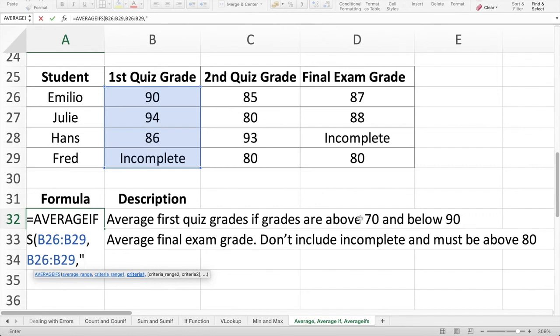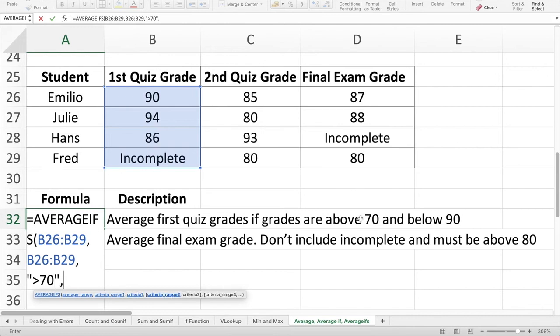Therefore, apostrophe, greater than 70, apostrophe again, then comma, our criteria range 2. Since we are dealing with 2 conditions for the AVERAGEIFS with an S, above 70 and below 90. Now, the criteria range 2, which is the below 90, is also applied on this column, the first quiz grade, since we are going to average only the first quiz grade. I hope you get it. Now, we must have here the highlight for B26 going to B29.